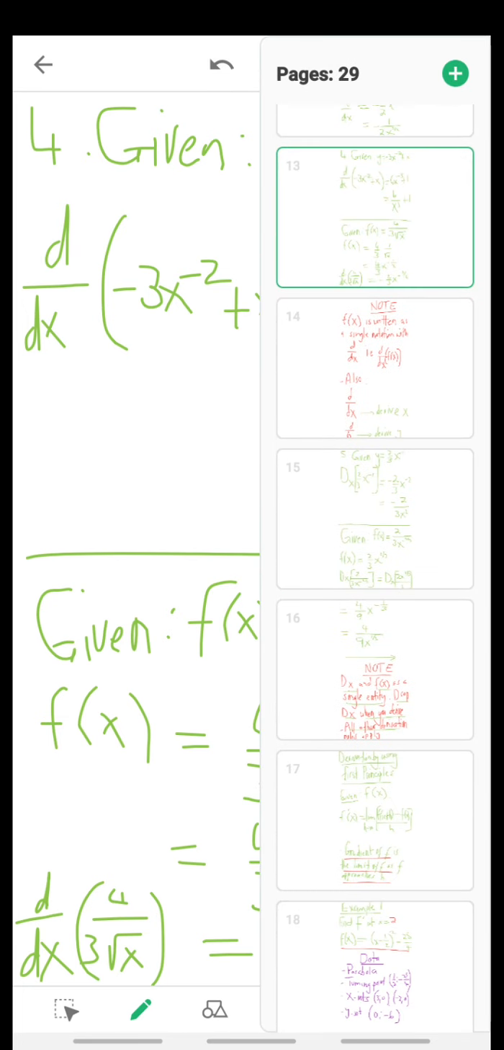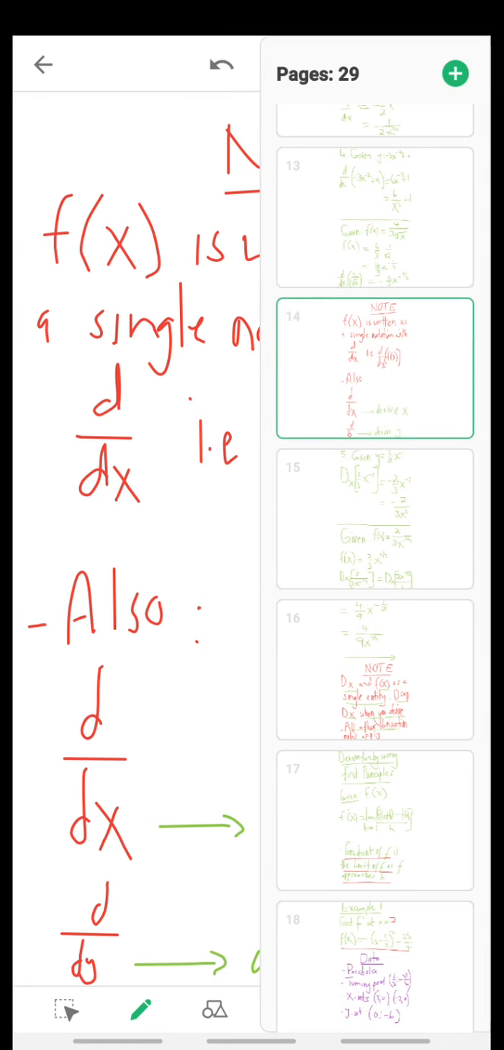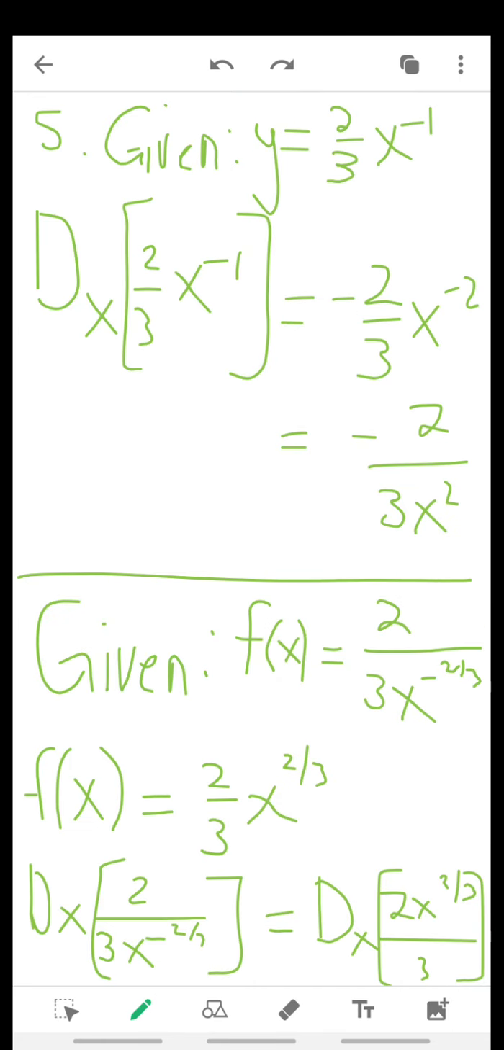And then next up, I've already said this. f of x is written as a single notation with d over dx. Don't say d over dx equals whatever. So we write it as a single thing. And also in this case, if you have d over dx, you have derive x. If you have d over dy, then you derive with respect to the other variable. And then next up, you want to look at the last notation.